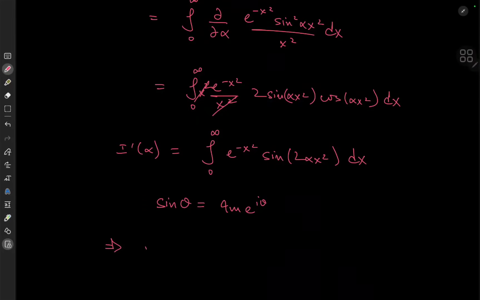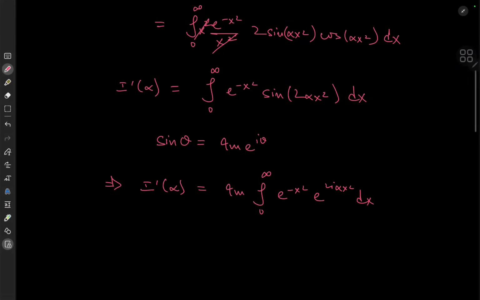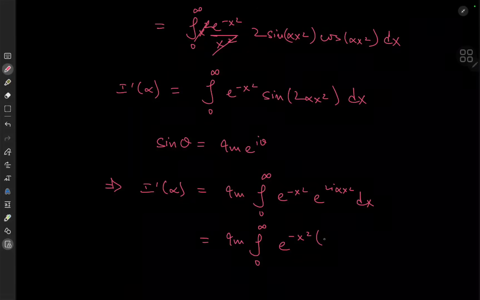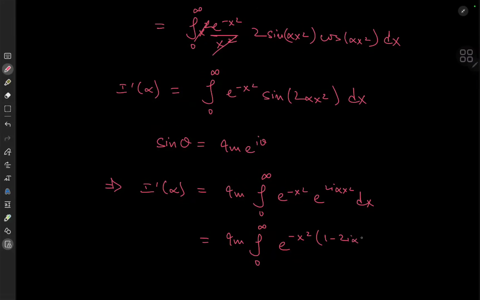This implies that I prime of alpha equals the imaginary part of the integral from 0 to infinity of e to the minus x squared times e to the 2i alpha x squared dx. We'll expand the multiplication in the integrand and get the imaginary part of the integral from 0 to infinity, e to the minus x squared factored out, and we have 1 minus 2i alpha, integration with respect to x.